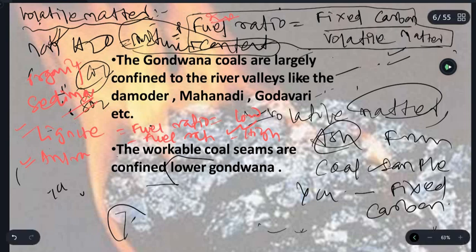ठीक है, you can find some stratification that is called coal seam. ठीक है, Monica, clear?